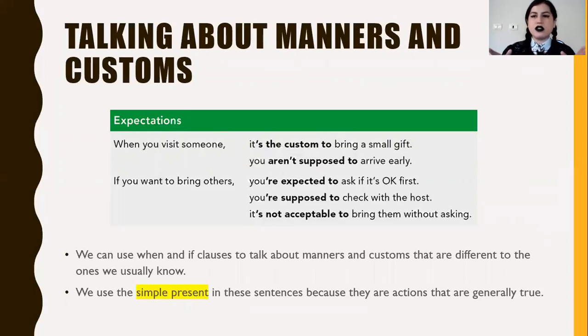Remember that the simple present tense is used with things that are usually or generally true, okay?